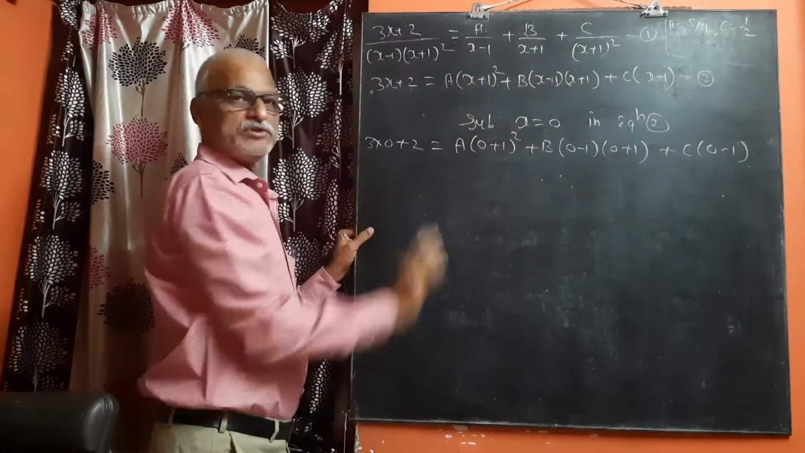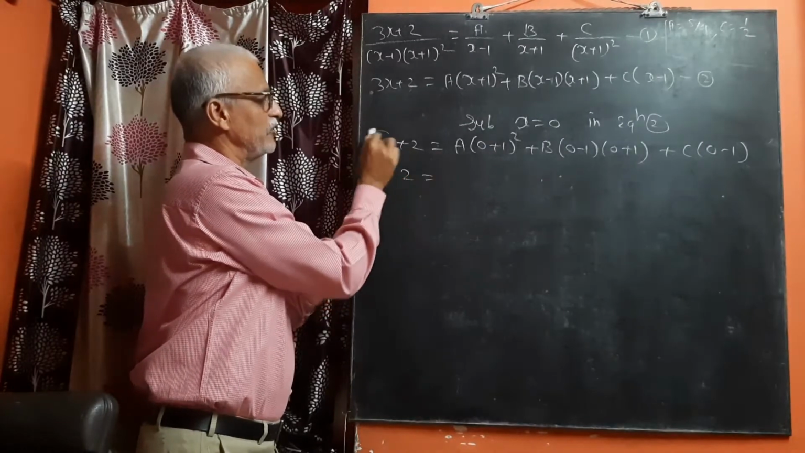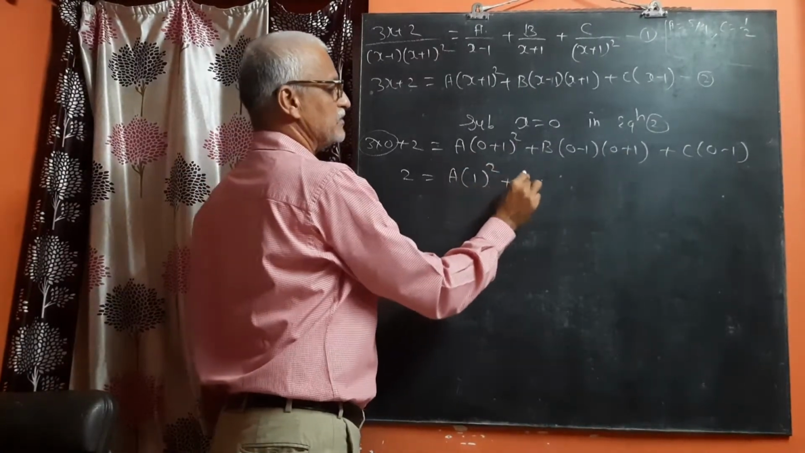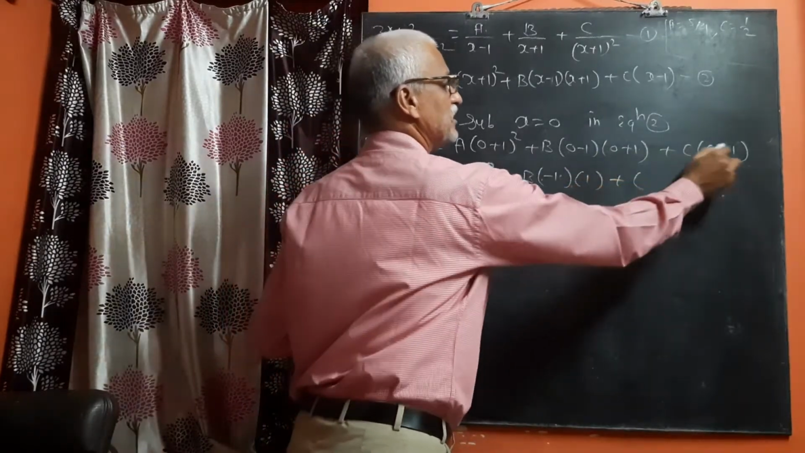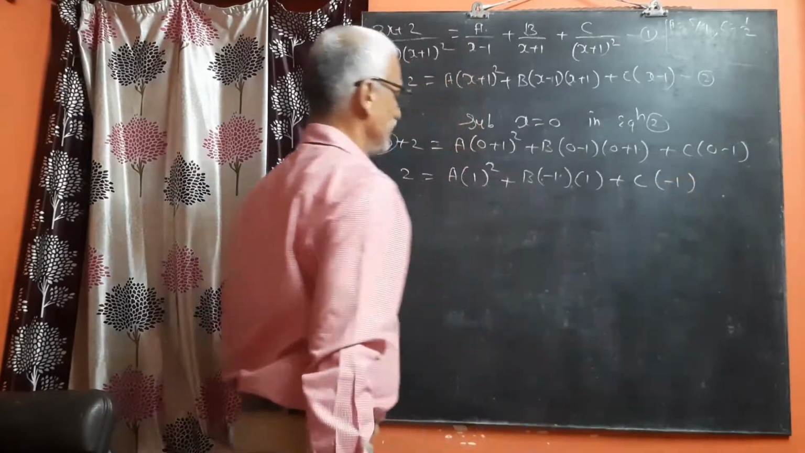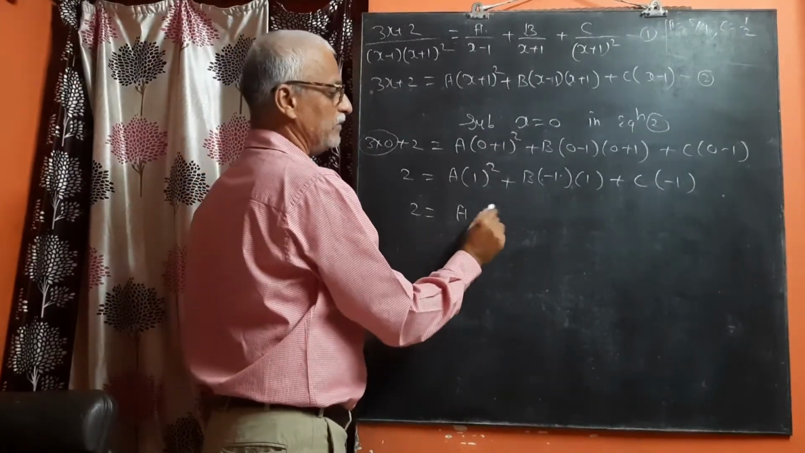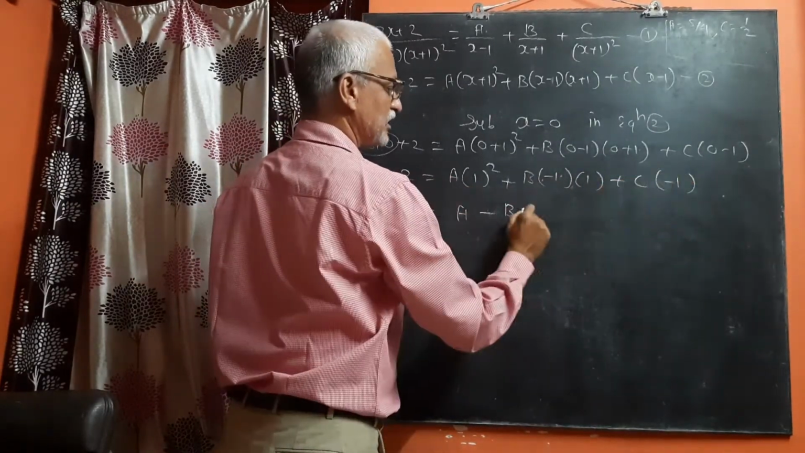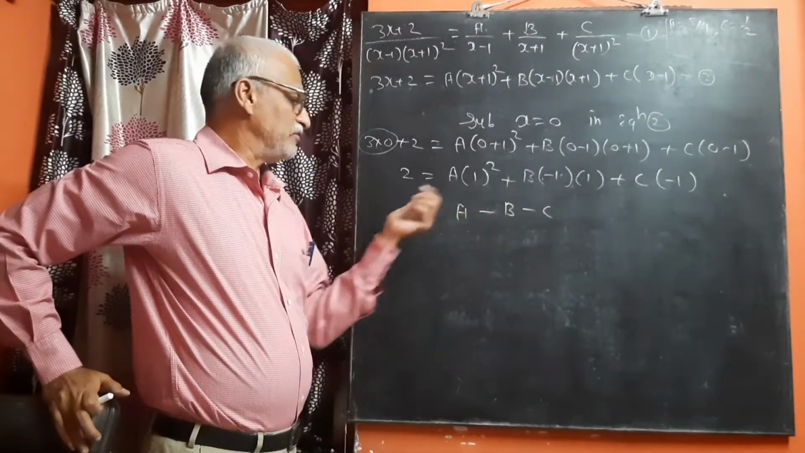Substituting x equals 0 in equation number 2. So 3 into 0 is 0, 0 plus 2 means 2 is equal to a into 0 plus 1, that means 1 square, plus b into 0 minus 1, that means minus 1, plus c into 0 minus 1, that is minus 1. So we'll get 2 is equal to 1 square is 1, that means a, minus 1 into 1, that is minus b, c into minus 1, that is minus c. Now here we have got the equation a minus b minus c equals 2.